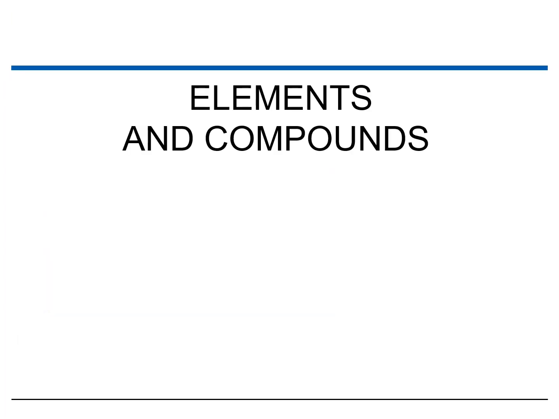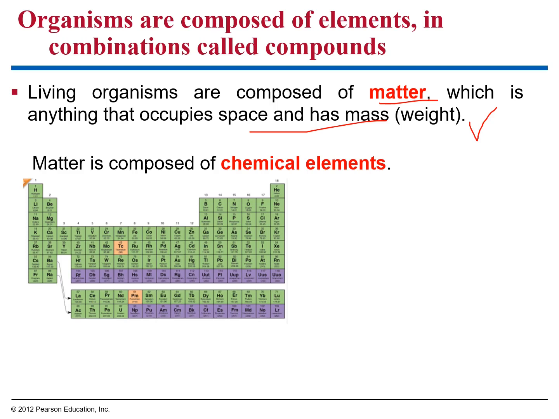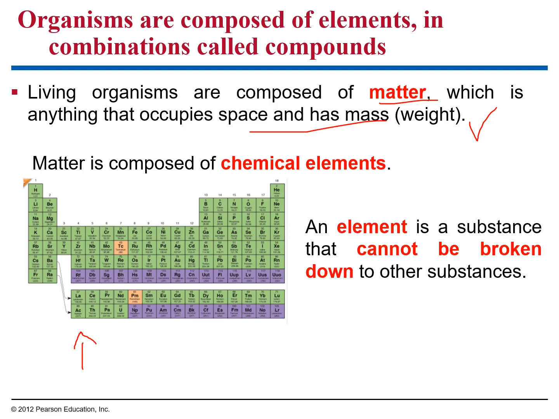So now let's move to the elements and compounds and give you a very brief introduction of the chemical basis of life. And we know that living organisms are composed of matter, which is anything that occupies space and has mass. And I know you studied this in high school. And matter is composed of elements. And I'm sure that you know that this is the periodic table. And if not, please read the chapter of the book about the periodic table. And an element is a substance that cannot be broken down into another substance.